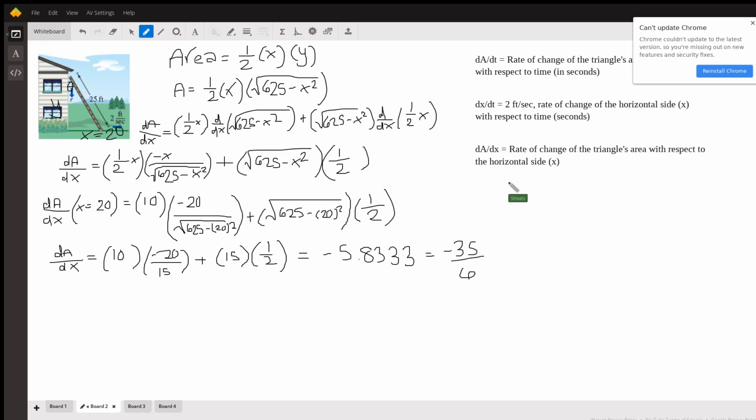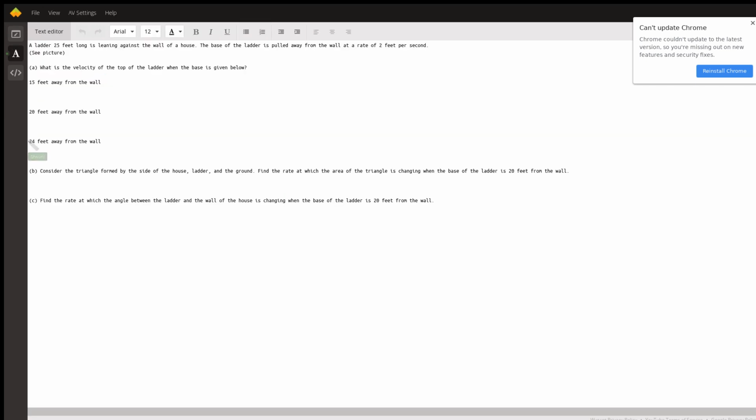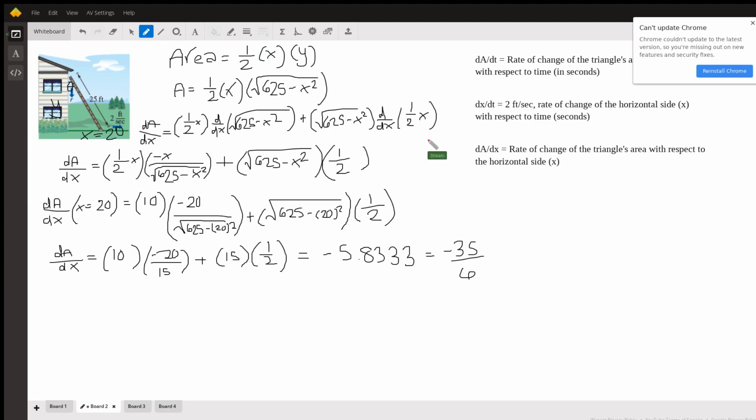So now dA over dt. Now the question's basically asking for dA over dt, the rate of change of the area with respect to time when the base x is 20 feet. So dA over dx, or sorry, dA over dt is equal to dA over dx times dx over dt. Now again, I want you to notice how the dx's cancel out. You're left with dA on the top and dt on the bottom.